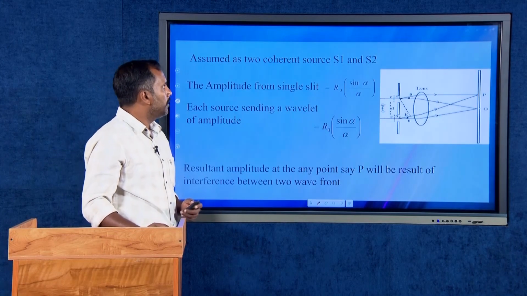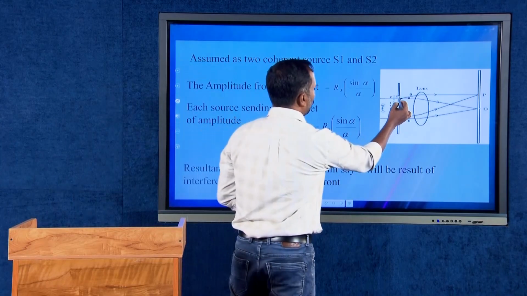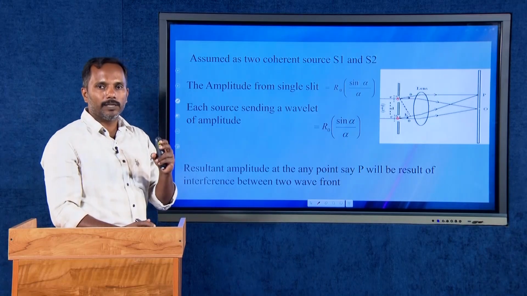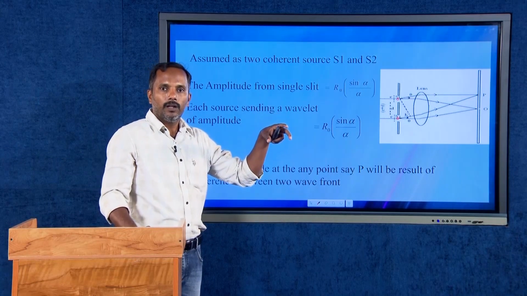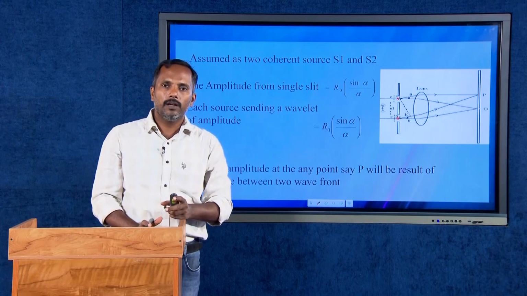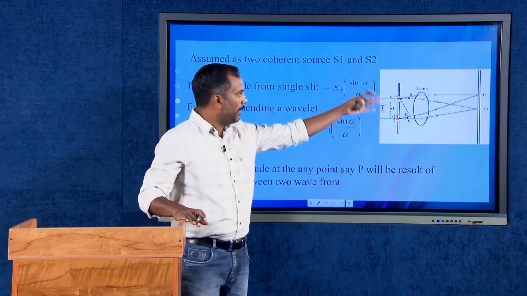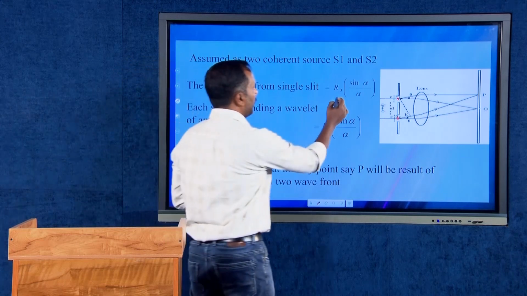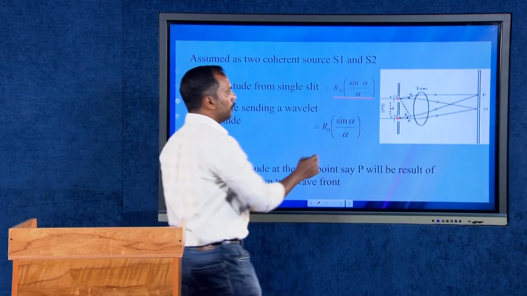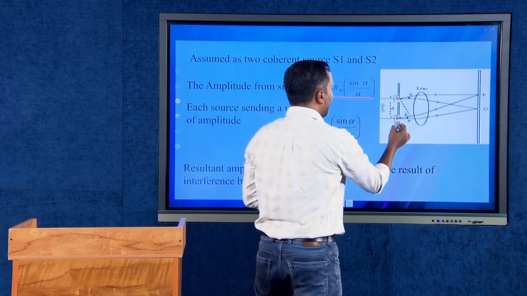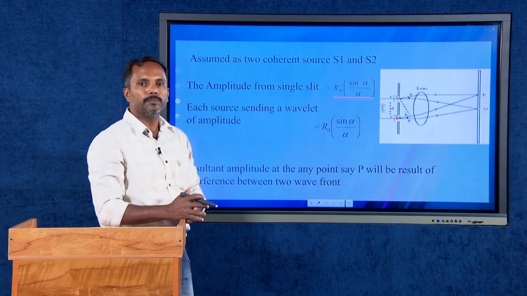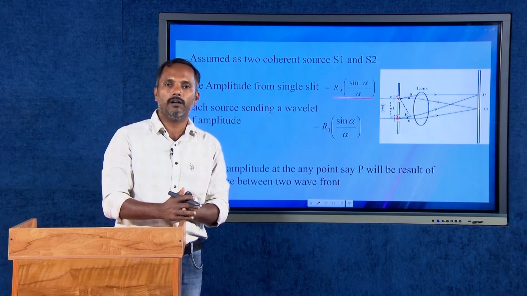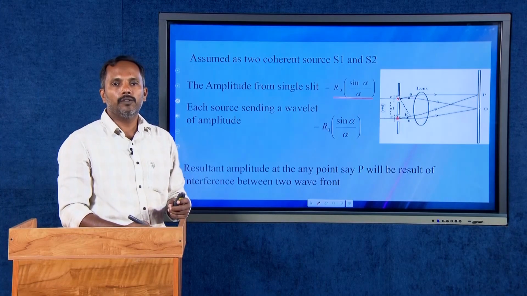So, we are assuming here that S1 and S2 are essentially two coherent sources of light, and basically S1 is a single slit, S2 is another single slit. Now, the diffraction taking place from the single slits S1 and S2 produces a resultant amplitude of R0 into sin alpha divided by alpha due to a single slit S1, and separately we will have the same amplitude from S2. That means each source is sending a wavelet or secondary wavefront of amplitude R0 into sin alpha divided by alpha.